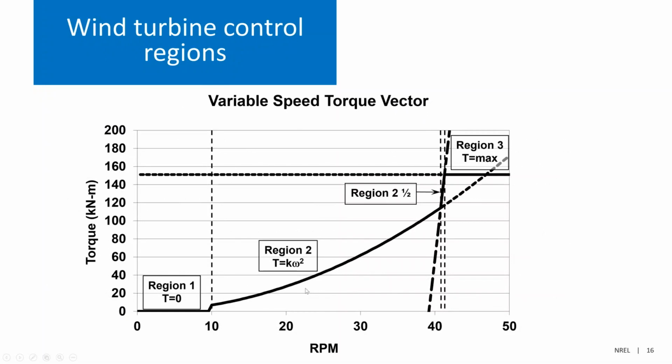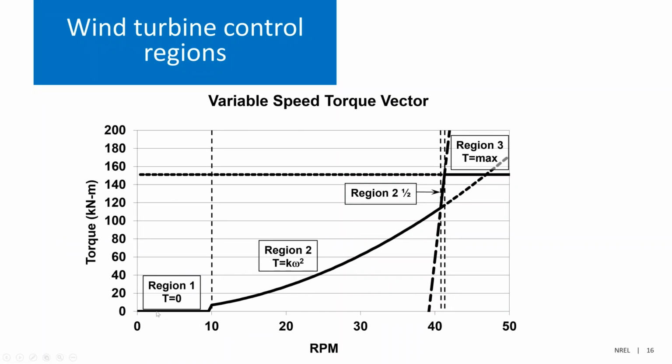So this torque vector is a plot of torque versus RPM. Remember, our torque was K omega squared. So I'm plotting this versus RPM, or omega, which would be in radians per second, perhaps. But it's just rotor speed, so we can plot that to make this simpler to understand.